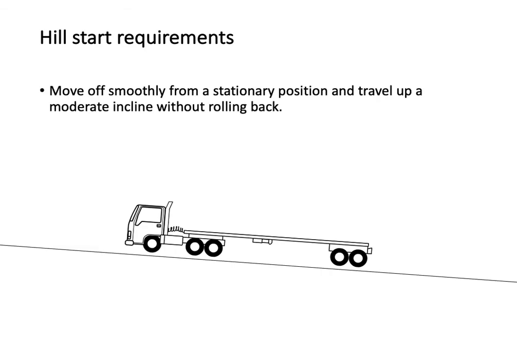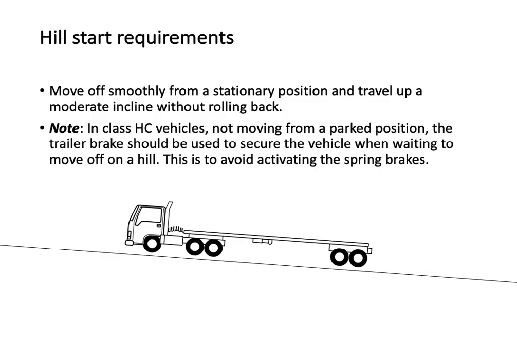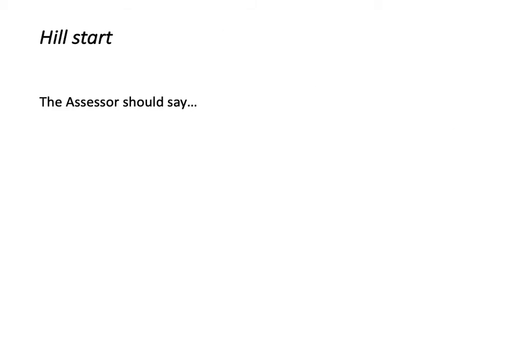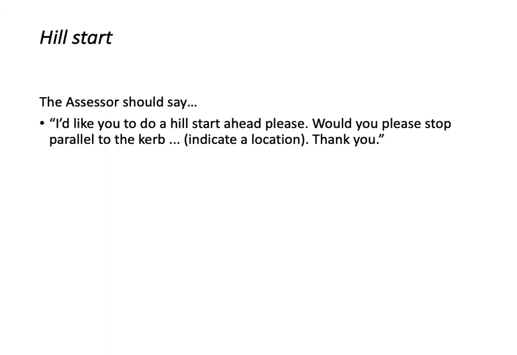Hill start requirements. Move off smoothly from a stationary position and travel up a moderate incline without rolling back. Note, in Class HC vehicles, not moving from a parked position, the trailer brake should be used to secure the vehicle when waiting to move off on a hill. This is to avoid activating the spring brakes. The assessor should say, "I'd like you to do a hill start ahead, please. Would you please stop parallel to the curb, indicate a location? Thank you. Please drive off when you're ready."